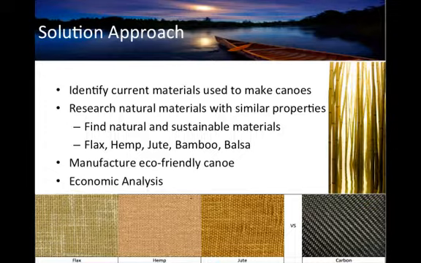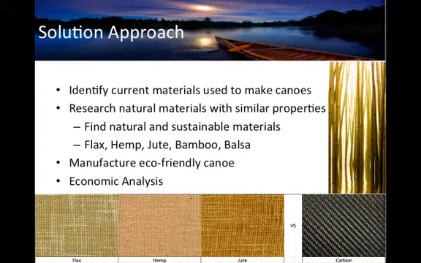And thirdly, I actually had to manufacture this canoe. And lastly, I had to do an economic justification and analysis. And on the bottom, you can see pictures of all these materials. On the left, we have flax, followed by the hemp, and then jute.